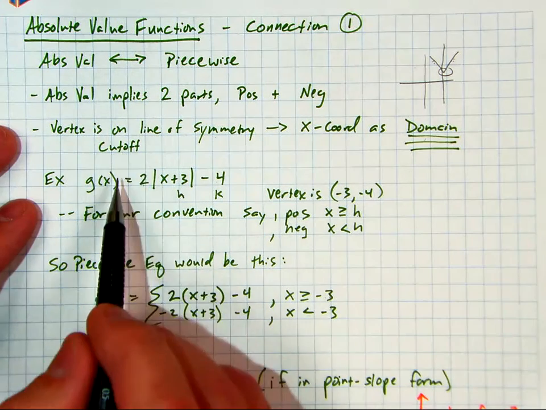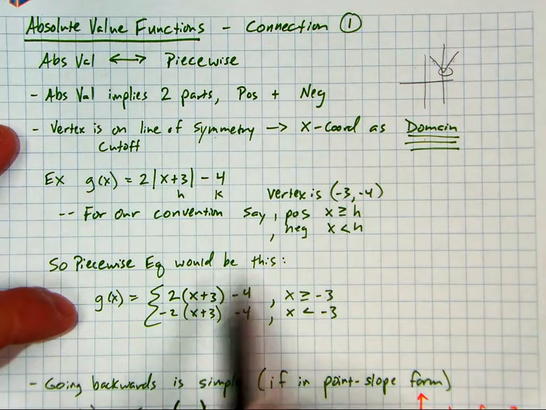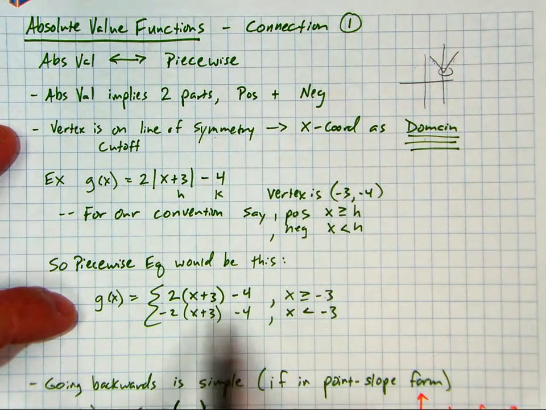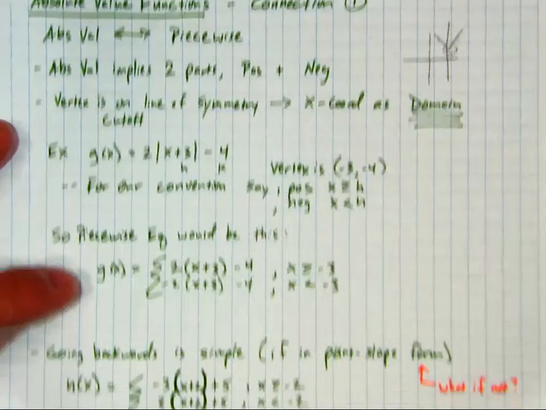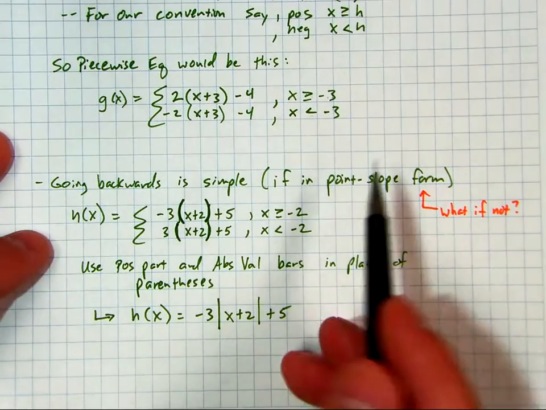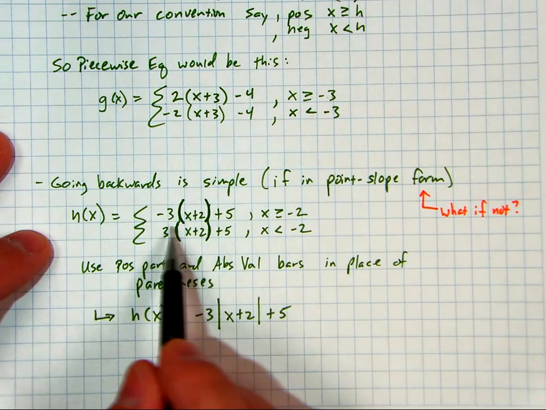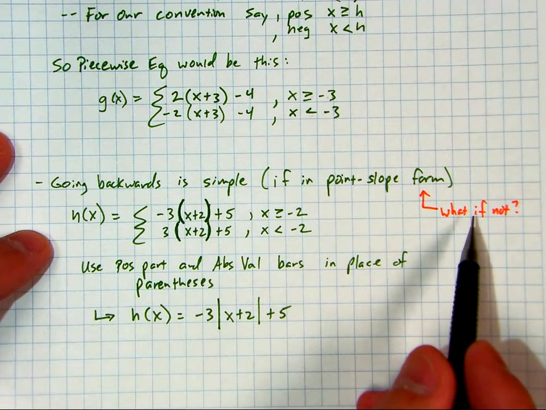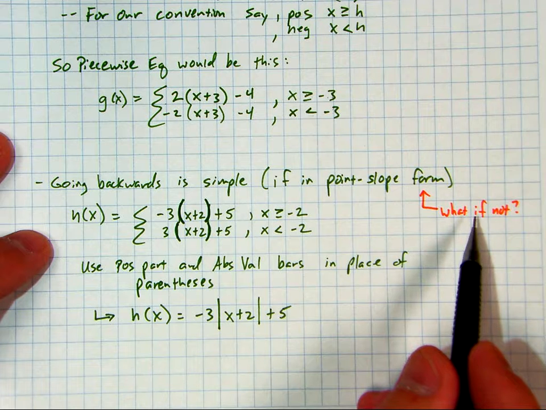So going from the equation to piecewise, as soon as you cut it off at the vertex and understand the positive and negative side, it should be really easy to write the equation. And going backwards is just as simple if they give you the line in point slope form, which they do. What if it's not? You guys are going to have to see that in demonstrations in class.